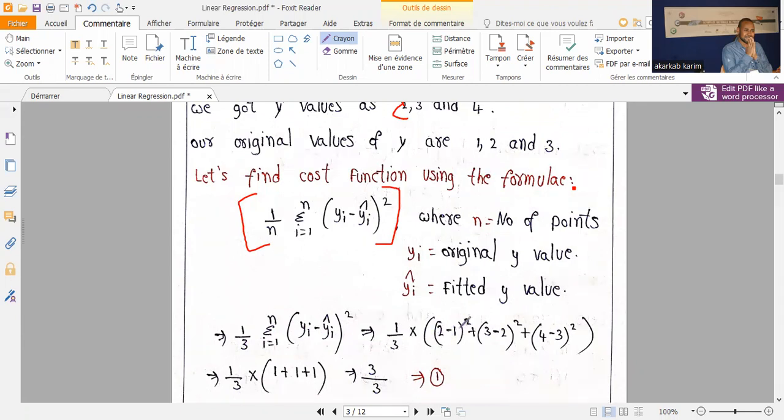This is the same thing because all these values will be squared. That means they will be positive. Well, we have 3 minus 2 squared plus 3 minus 1, 4 minus 3 squared. So this gives us 1 divided by 3 times 1 plus 1 plus 1, 3 times, equal to 3 divided by 3 equal to 1. So the cost function in this scenario is equal to 1.